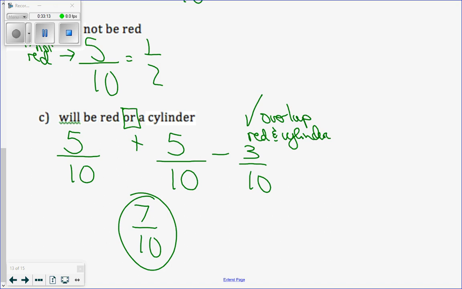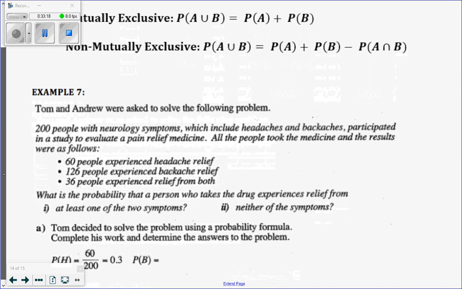Okay, is this making sense? Okay, last example here.